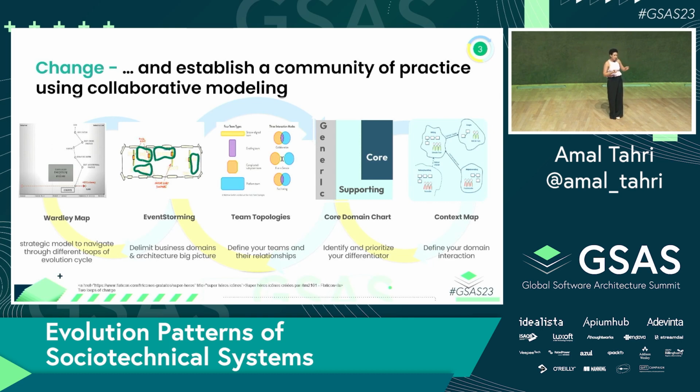For the strategy, we have Wardley mapping. For the big picture, we have event storming. For how teams must be organized and collaborate together, we have team topologies. And the core domain chart, when you deep dive into this domain and you need to tell which one is your core differentiator, and finally, context mapping when you need to connect these different domains.